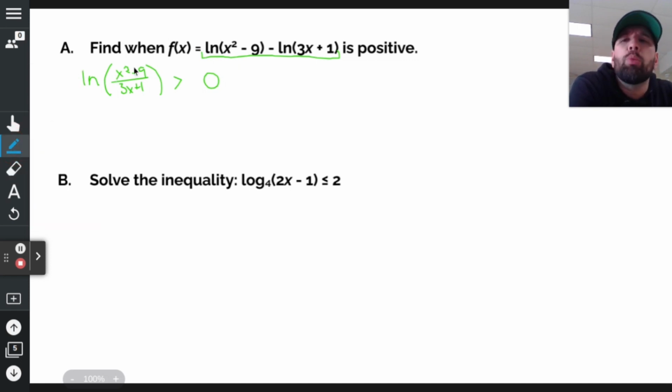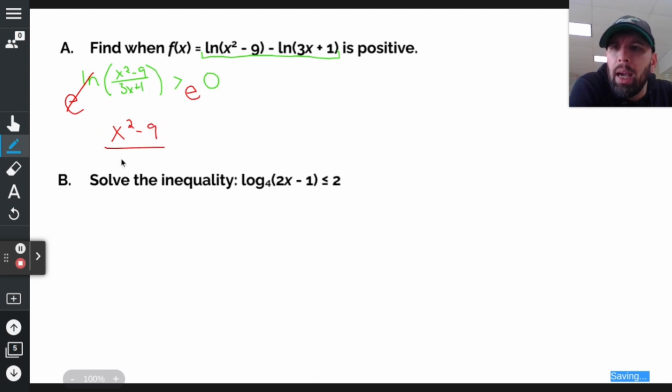You might be thinking, should we factor that? No. You'll see. E to the both sides. That crosses that out and leaves me with x squared minus 9 over 3x plus 1 is greater than e to the 0. That's 1. So greater than 1.